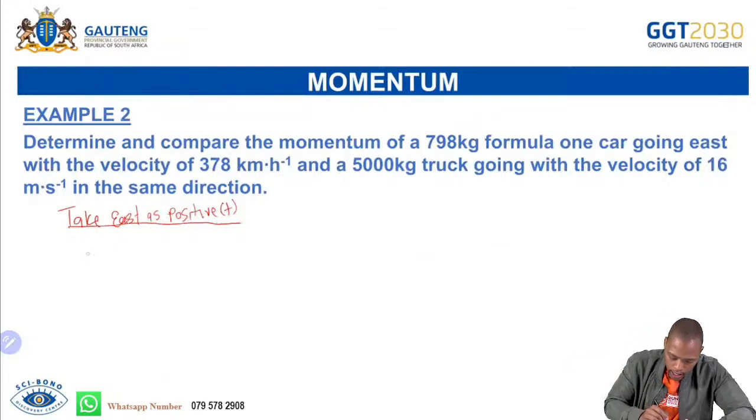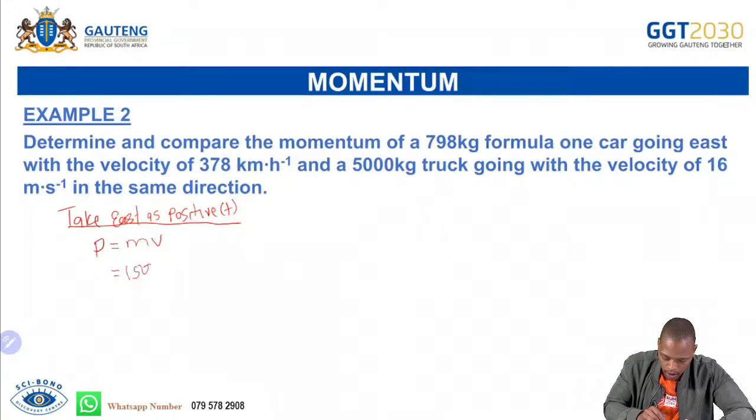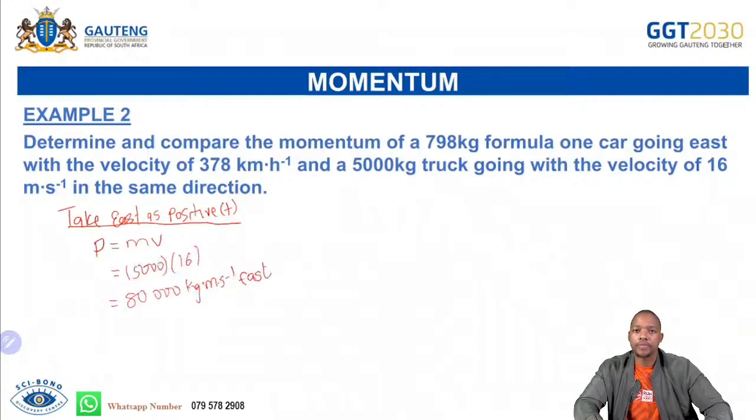Right, then I write my formula. I will start with what? With the truck. P is equal to mv, because it's the easiest, and I've done it before. So it will be 5,000 times 16, and we found that it was 80,000 kilograms meters per second east. Always indicate the direction.